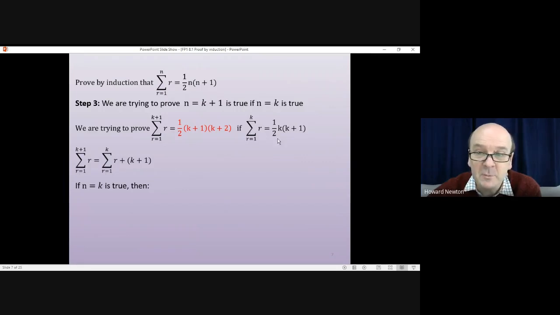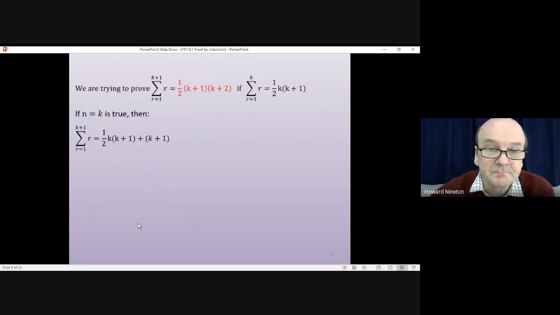Here, we've said if n equals k is true, this is the formula we can use for it. So we substitute that in. Substituting that into there, from then on it is just basic algebra, factorizing normally. So that's where we got to on the last page.